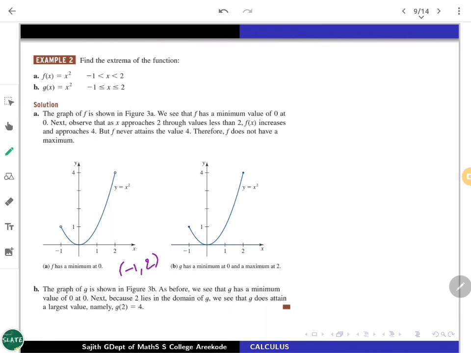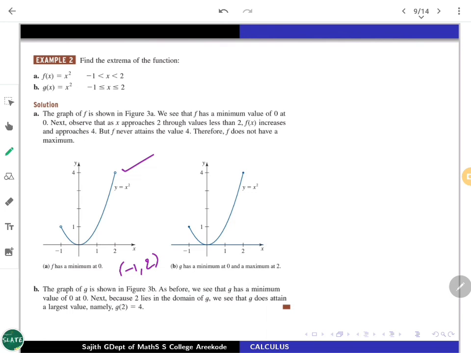So -1 is not in the domain, 2 is also not in the domain. Obviously 0 is in the domain, so it has a minimum value at 0. That also can be observed for f, but it is not going to have a maximum value. See, the graph is looking bounded, fine, but at 2, actually 2 is not in the input, so a hole is appearing here.